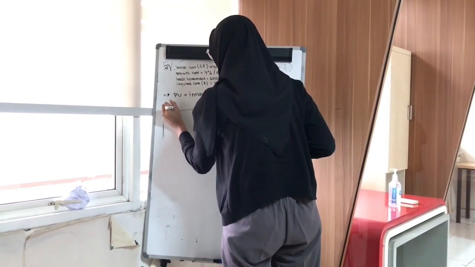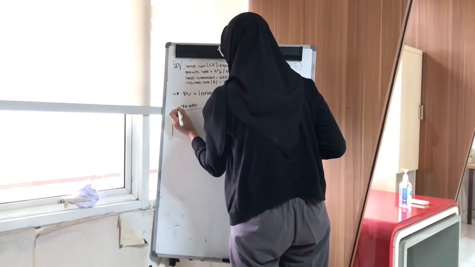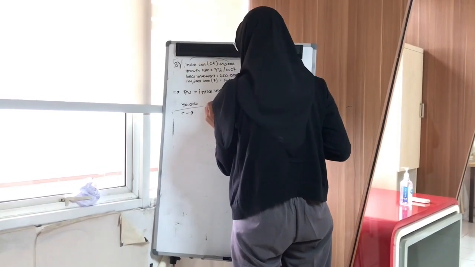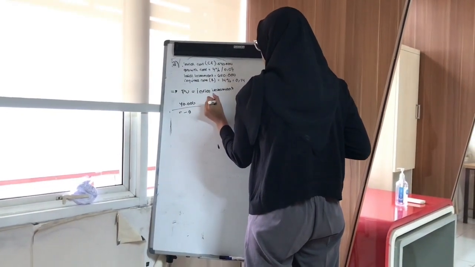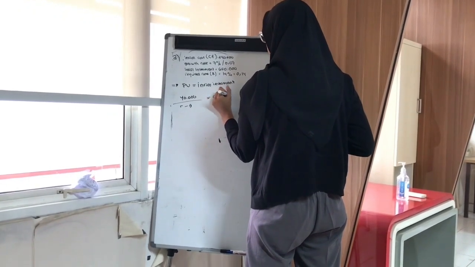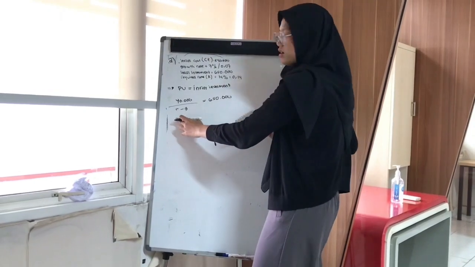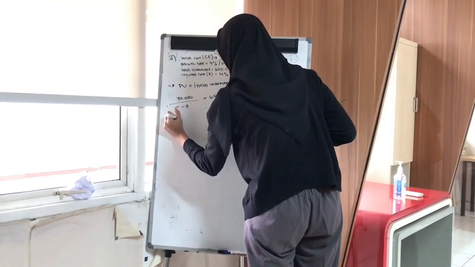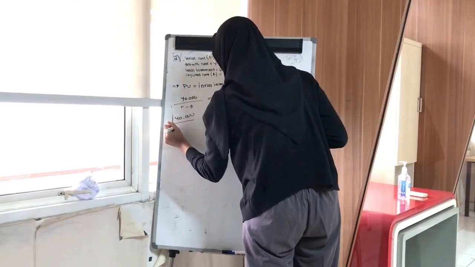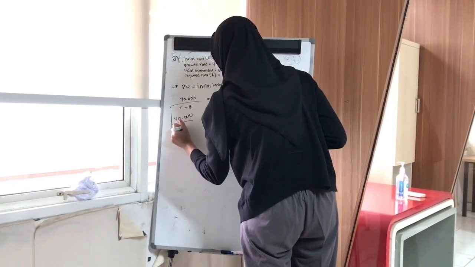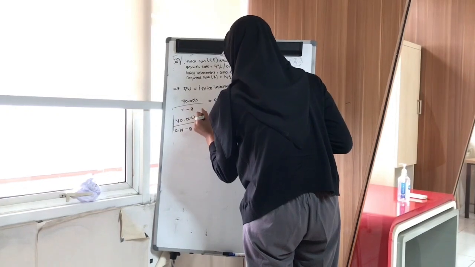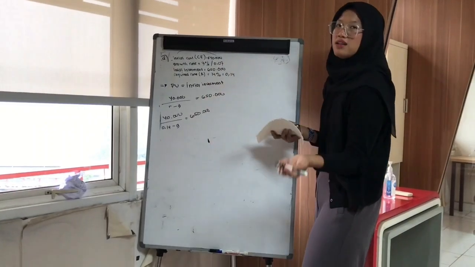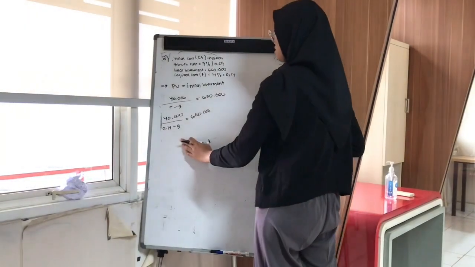PV is 40,000 divided by R minus G, and the initial investment is 650,000. Because we know the required rate is 14%, we just write 0.14 for R, with G for growth. Because they are not sure the growth rate is 7%, we need to find the other growth rate.